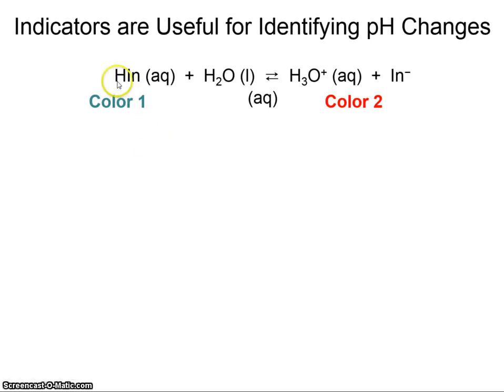So just like we've got HA or HX, we've got HIn, that's the indicator. The acid part is going to react with water to form H3O plus, and then the conjugate base form In minus.